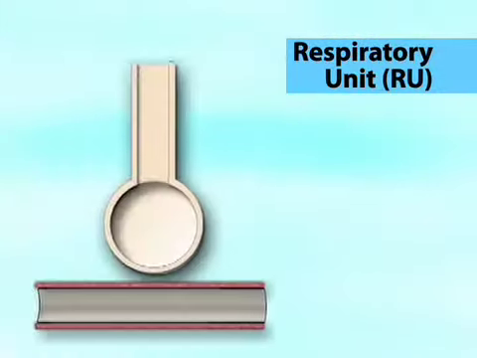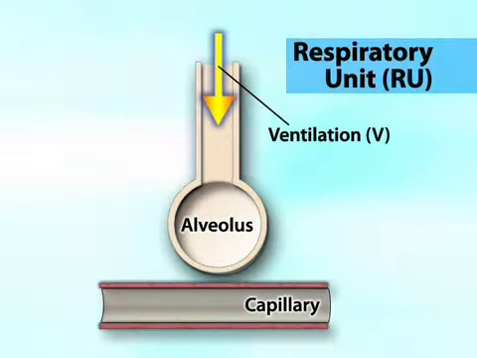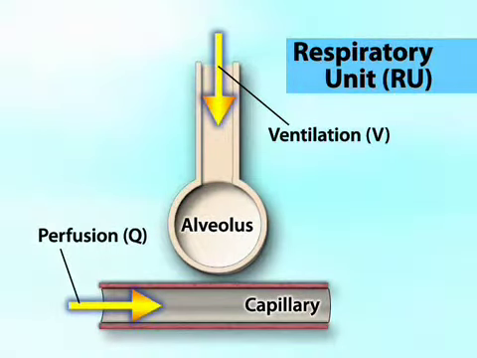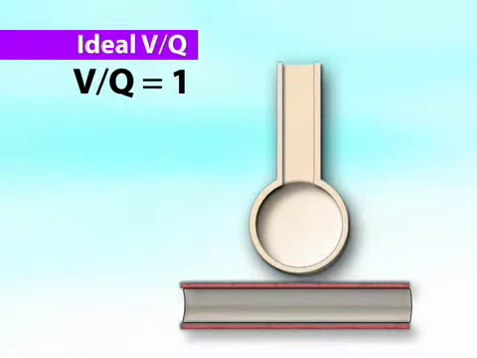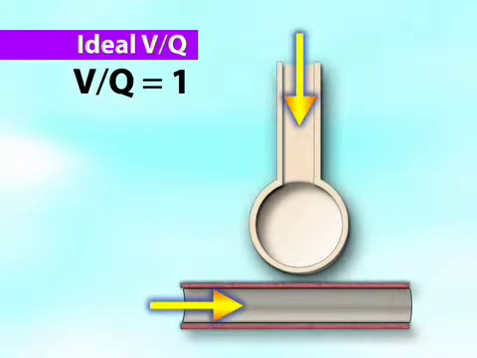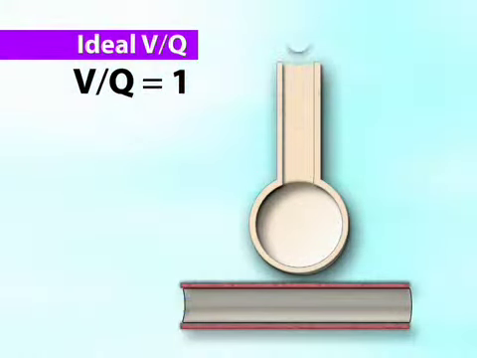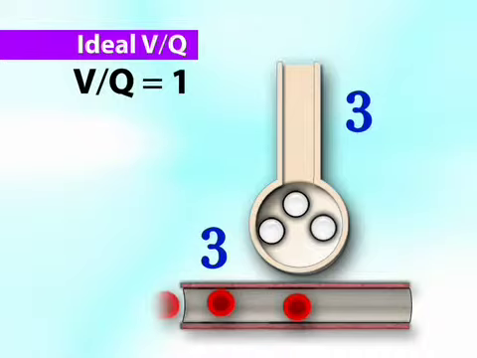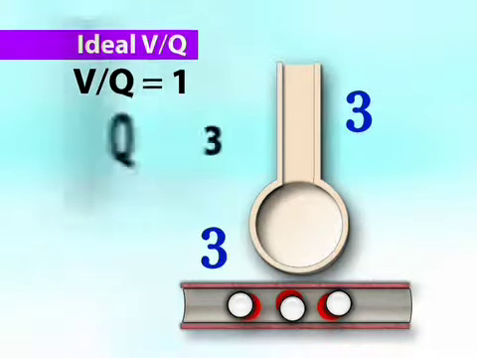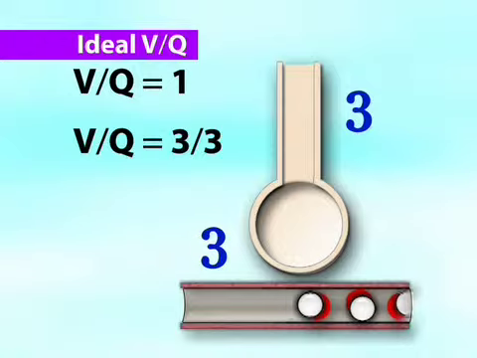What is VQ matching? It is the relationship of the ventilation or V with its perfusion or blood flow or Q in a respiratory unit or RU. There are 5 types of VQ relationships. First is the ideal VQ or VQ ratio of 1, wherein the RU receives equal amounts of ventilation and perfusion. Hence, there is optimal gas exchange between the alveolar gas and pulmonary capillary blood. For example, an RU receives 3 LPM of ventilation and 3 LPM of perfusion. Then, the VQ ratio is 3/3 or equal to 1.